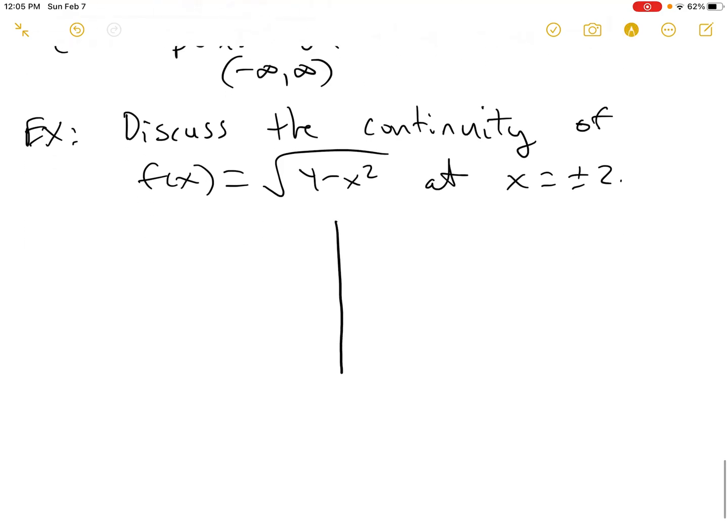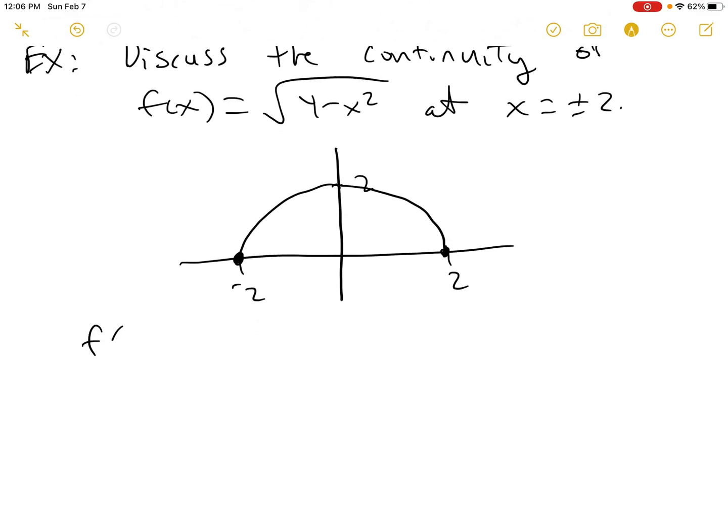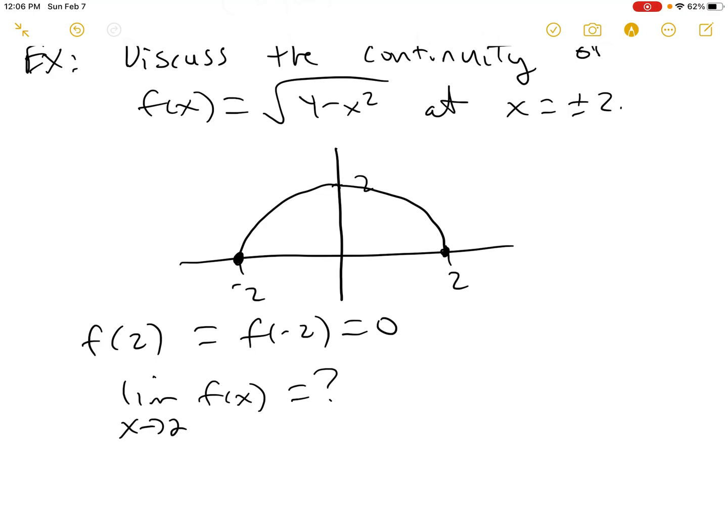Right, so if you graph this, it's the upper half of a circle of radius 2. Okay. And the question is, at the points (2, 0) and (-2, 0), is f continuous? Well, if you just apply the definition straight away, f of 2 equals f of minus 2 equals 0. So the function exists there. But if you take the limit as x approaches 2 of f of x, what does it equal? Well, you don't have a two-sided limit because to the right of 2, the function doesn't even exist.